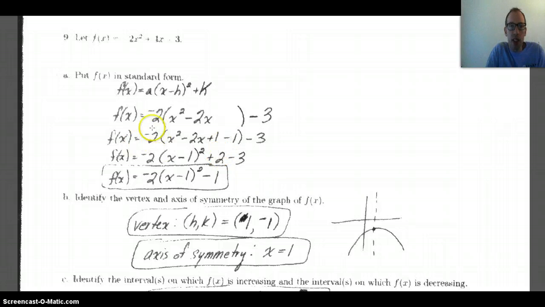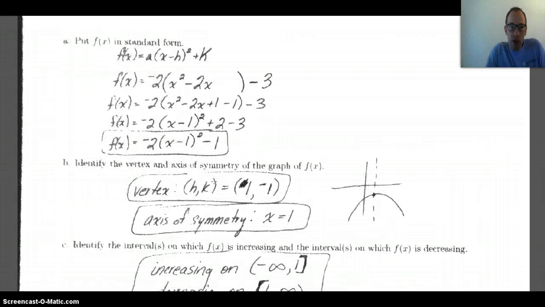Well, because it's getting multiplied by that -2. Everything inside here is getting multiplied by that -2. So when I said that I added 1 and subtracted 1, I really lied. I really subtracted 2 and added 2, if you think in terms of what's really happening to the right side of the equation. So that -1 times -2 becomes a +2. Combine those to get -1, and now we're in standard form.